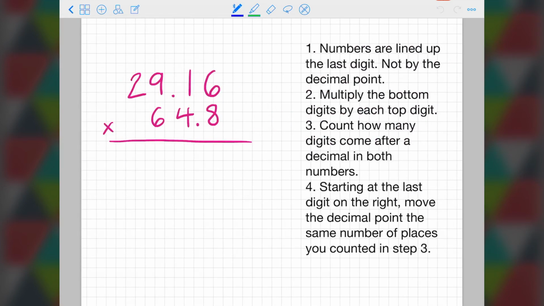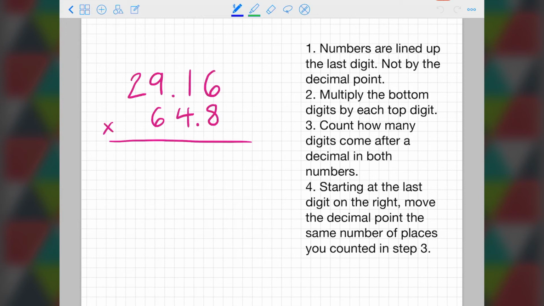All right, let's try one last one. This one has 4 digits on top and 3 digits on the bottom. And again, my decimal points don't line up, and that's okay. It doesn't matter until the end. All I need is for my last digits to be lined up.